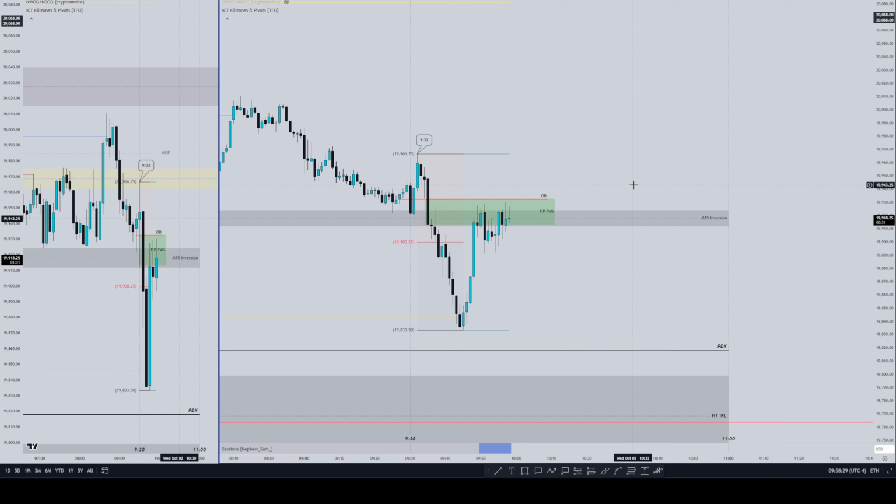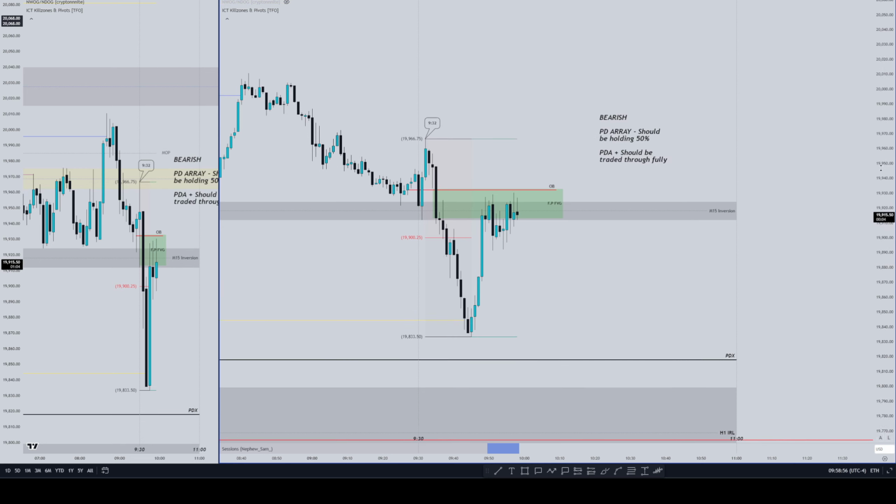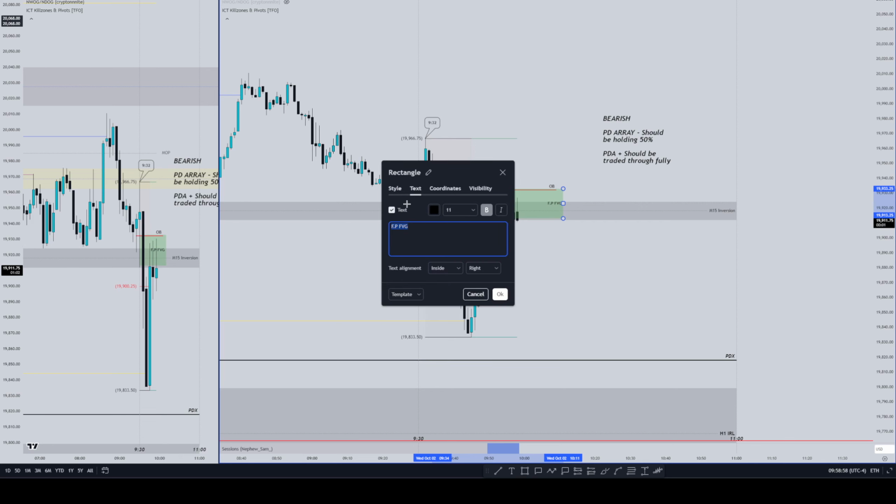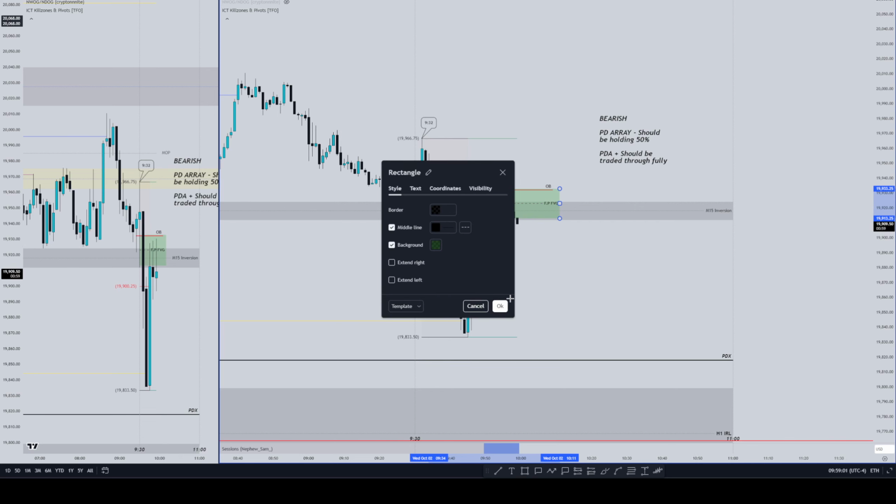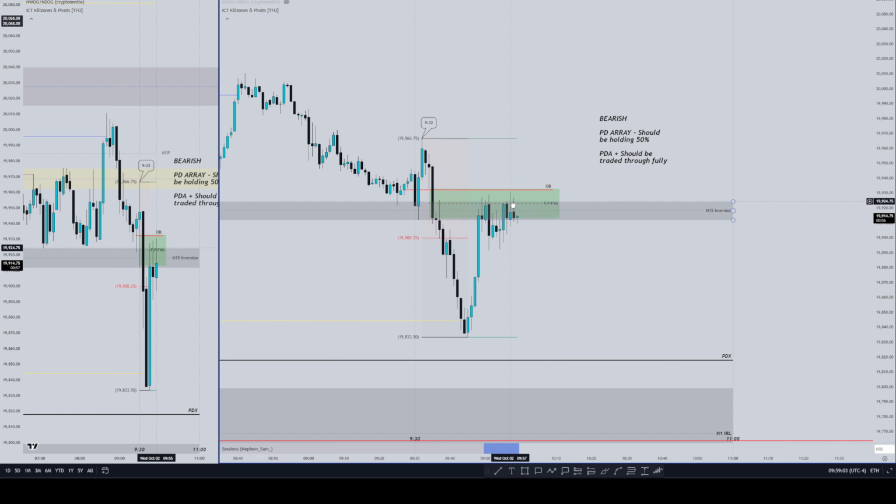So if you're bearish, if you want price to go down, bearish PD arrays, so PD array minus, should be holding 50%, and then PD array positive should be traded through fully. So in this case, if this is a bearish PD array, which it is, we split this in half. I want to see candle bodies closing below 50%.